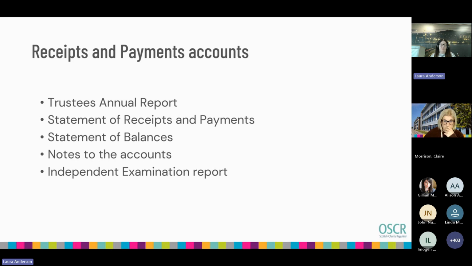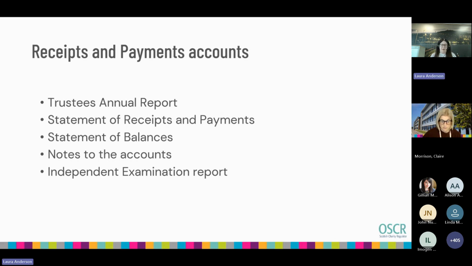They'll have a statement of balances, and that shows the financial position of the charity at the year end. There are required notes to the accounts. They expand on or explain a bit more about the information that's in the statement of receipts and payments and the statement of balances. And then there's an external scrutiny report. And more often than not, for receipts and payments accounts, that'll be the report from an independent examiner.